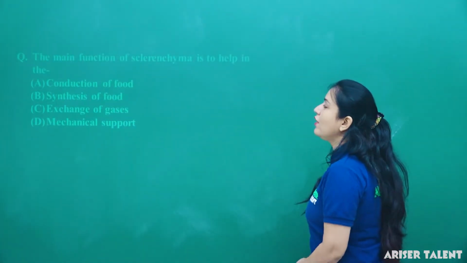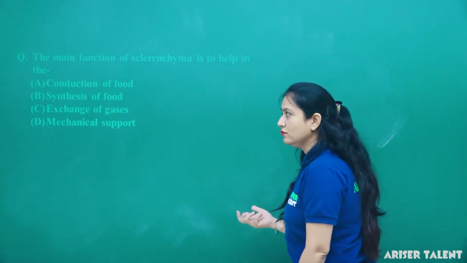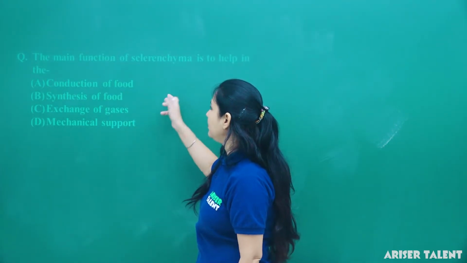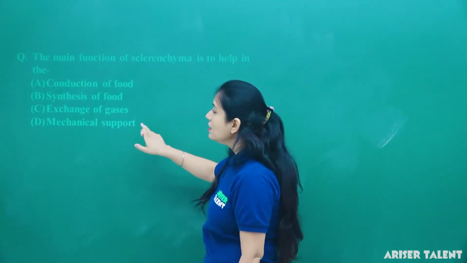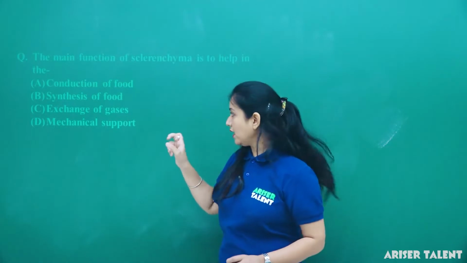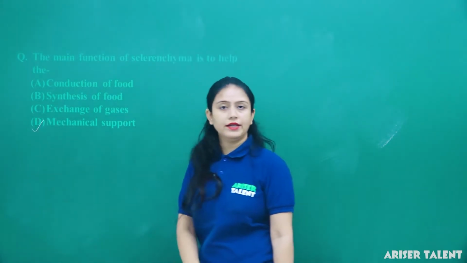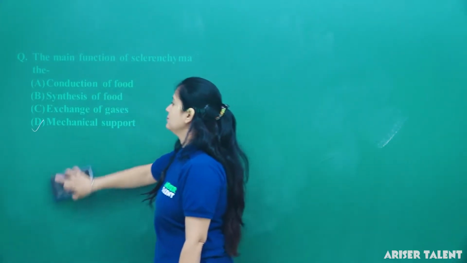Next is the main function of the sclerenchyma. Is it to help in the conduction of food? No. Synthesis of food? No, they do not have green pigment. Exchange of gases? No. Actually they provide mechanical support because they are dead cells and there is a thick deposition of lignin in the cell wall. So, it provides mechanical support. Clear? So, option D is the correct answer.